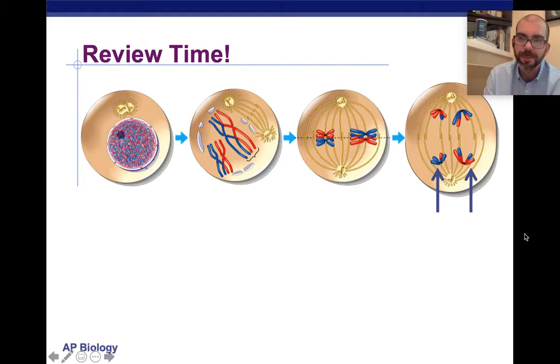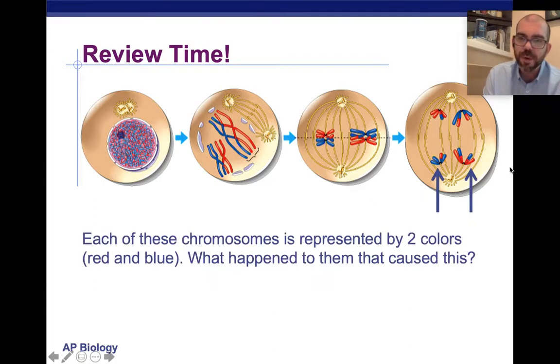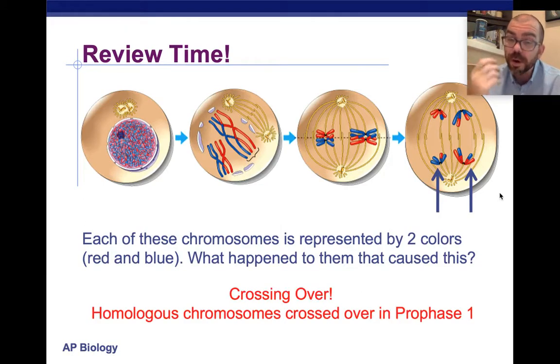Let's try another one. Each of these chromosomes are represented by two colors. So that's some blue with a little red, that's red with a little blue. What happened to them that caused that? Why are they no longer just red or just blue? Crossing over. Crossing over during prophase 1, those tetrads collided into each other and exchanged information.